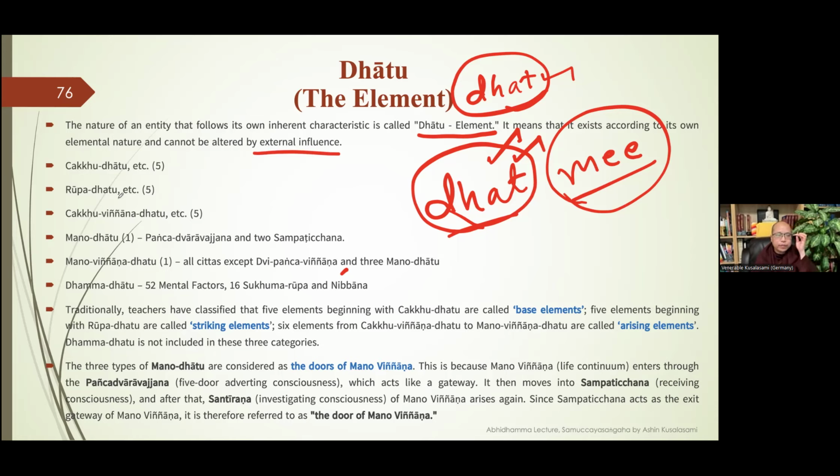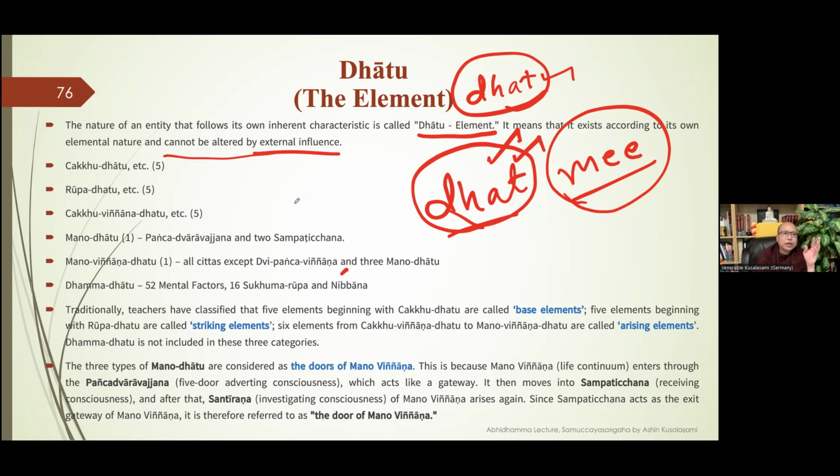For example, Chakku, the eye. We give that name Chakku, but we don't say that the labeling or that name, the conventional truth, exists there. So element means it cannot be altered by external influence or any other things. So Chakku is always Chakku.